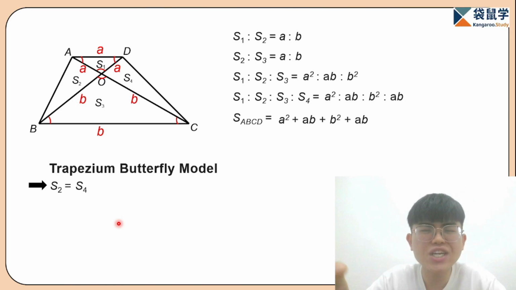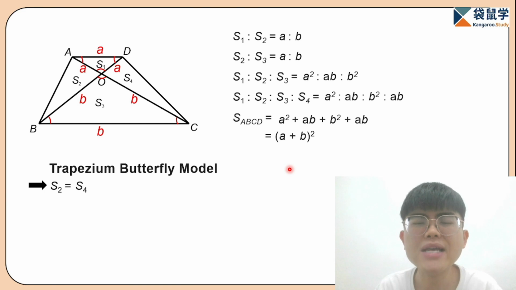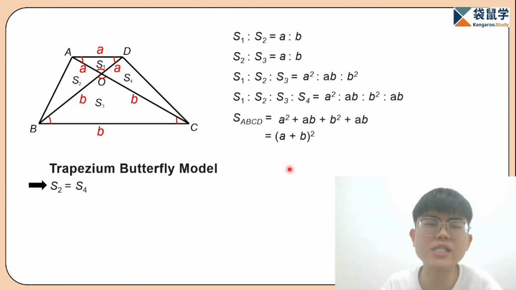But everyone, actually, this can be written as a form of (A plus B) squared. This is what we so-called the square of a sum. I will not talk more about this. You will just know that this will be equal to (A plus B) squared.